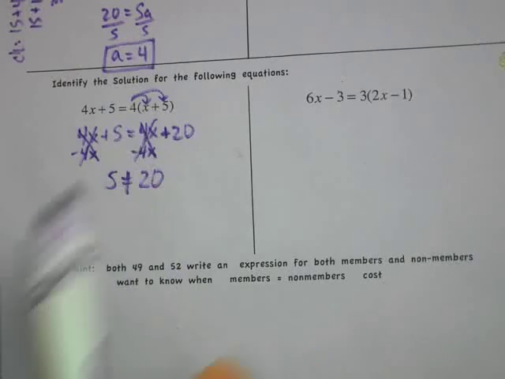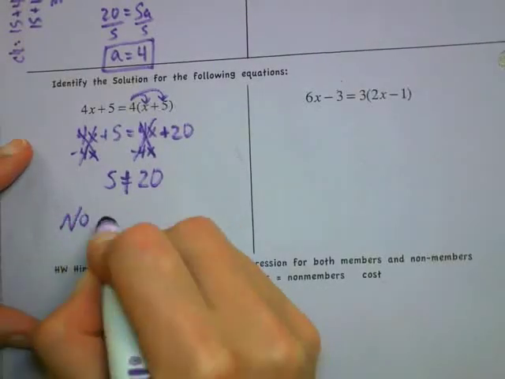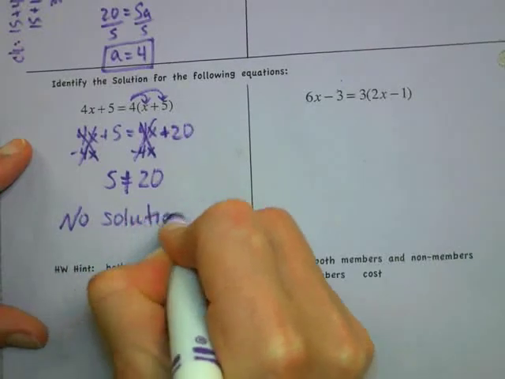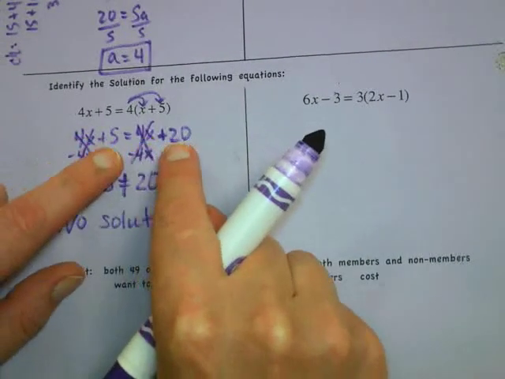So guess what? There are no solutions. No solutions to this problem. And that is very possible. So when your variables cancel and you're left with two different constants, there are no solutions to the problem.